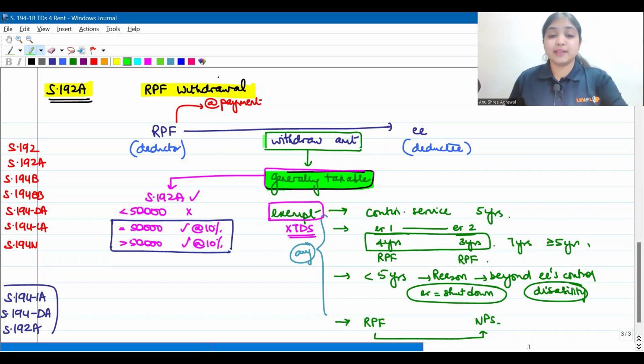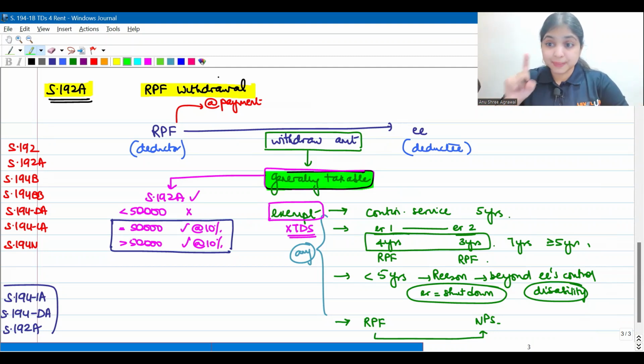So the starting point is that the amount of withdrawal has to be taxable. Only then you will apply TDS. And I've given you 4 situations where the amount is exempt. So in these 4 cases, because the amount of withdrawal is exempt, TDS under section 192A will not apply. Crystal clear, everybody?